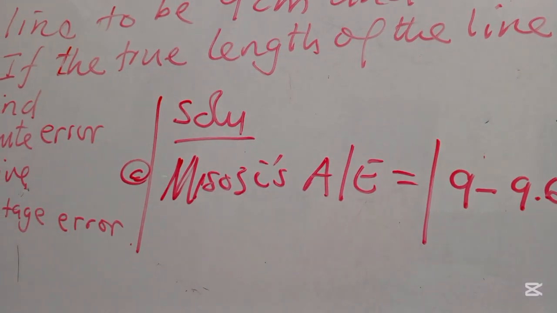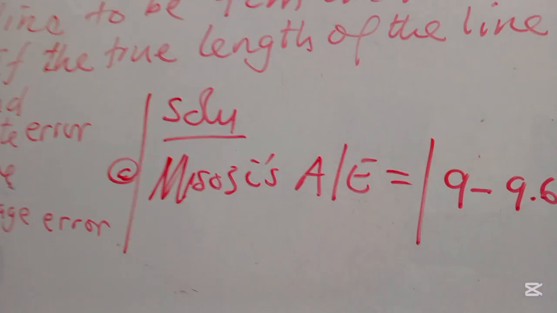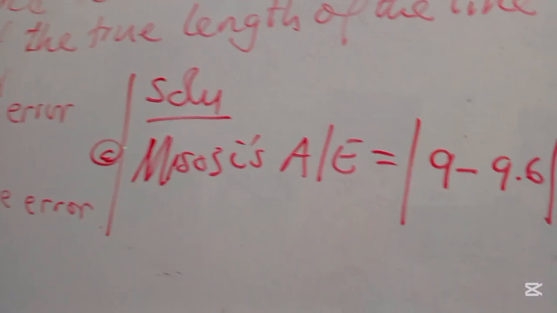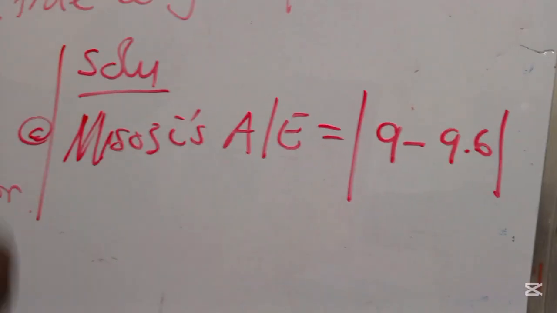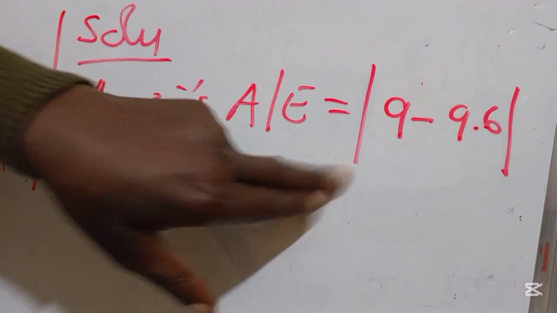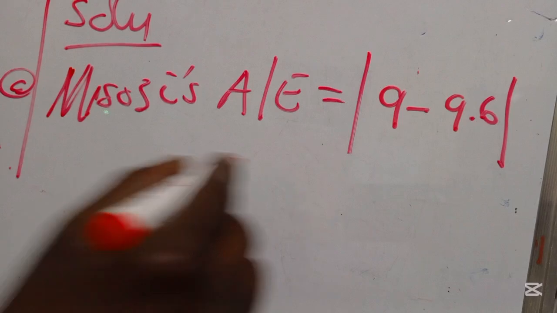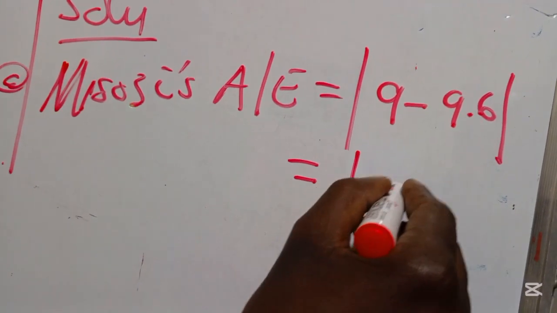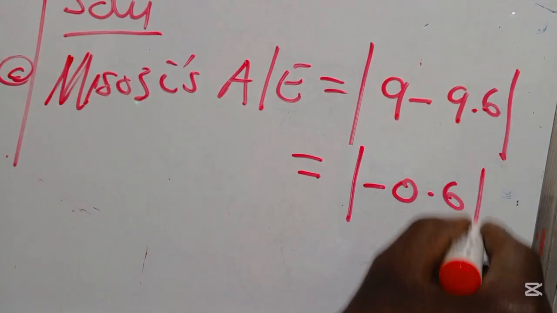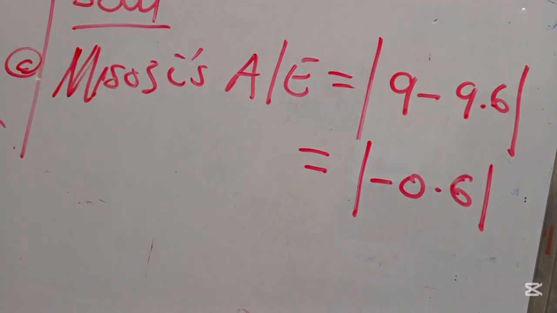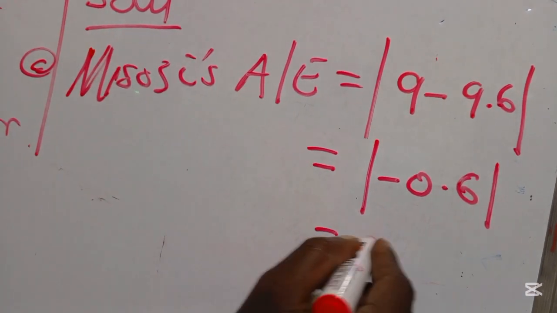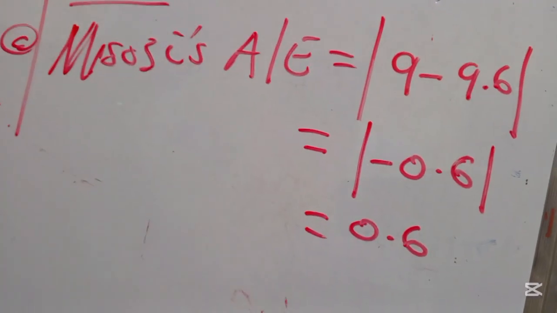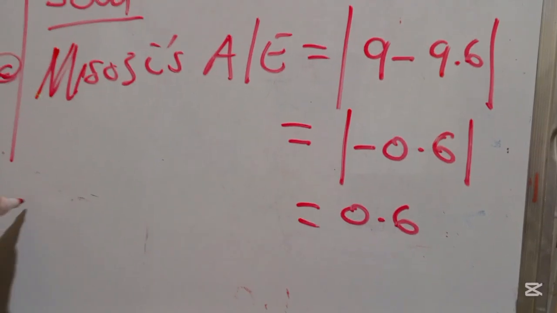We are going to look at absolute error. In this case, we just look at what he himself, as an individual, thought, which was 9 centimeters, and subtract from the true value. Since it is absolute, it will become positive. It will be negative 0.6, but because it is absolute, this becomes a positive 0.6. So what was Misozi's absolute error? It was 0.6.